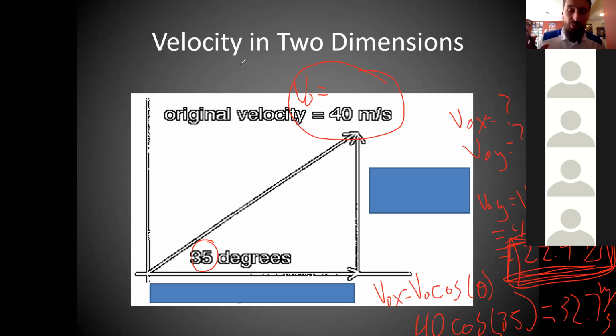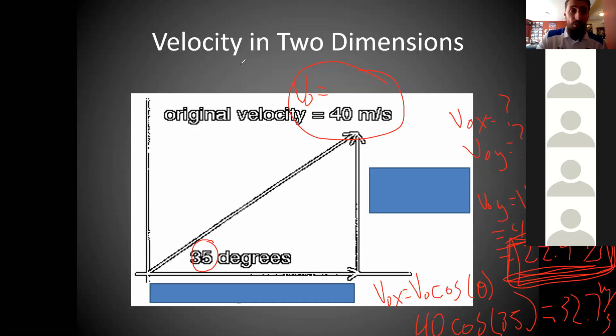Is anybody having any issues? I know the concept is difficult right now, but is anybody having any difficulty with the calculation of VOX and VOY? Is that pretty straightforward? Are we okay with that? You can just plug those numbers in. I understand you might be struggling with the concept, but again, we're just getting into it. What do you mean a little? Like, I got it a little, or I need a little more help? A little difficulty doing the actual calculation?